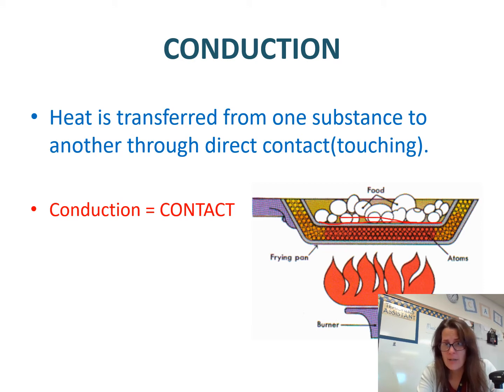I don't know if you can see my little line right there or not. It's not very straight, but that food is directly touching that pan, and the heat is being transferred from the pan into the food, cooking the food. Boom, we have contact, so we have conduction. Okay?